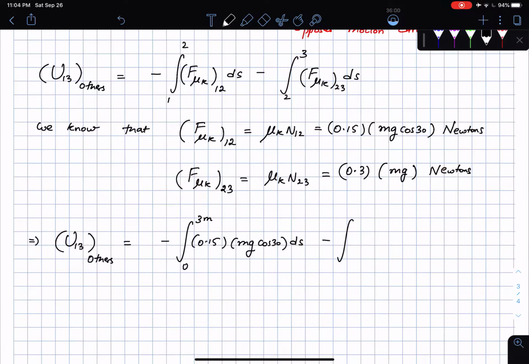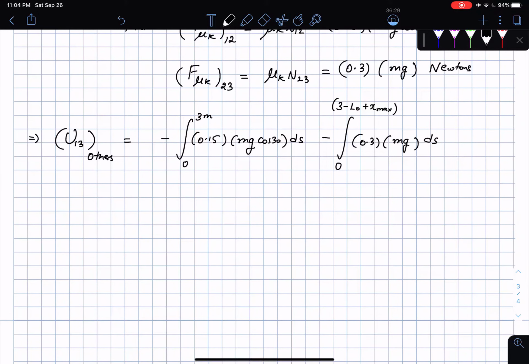Okay, so this is where we've got to be a little careful. When I'm doing it from 2 to 3, I'm starting off at position 2 as a 0. So this is a new path for the particle. And then the limit of this integral here is going to be 3 minus L naught plus x max. Okay, and then this is going to be 0.3 times mg times ds. So watch out for these limits of integration.